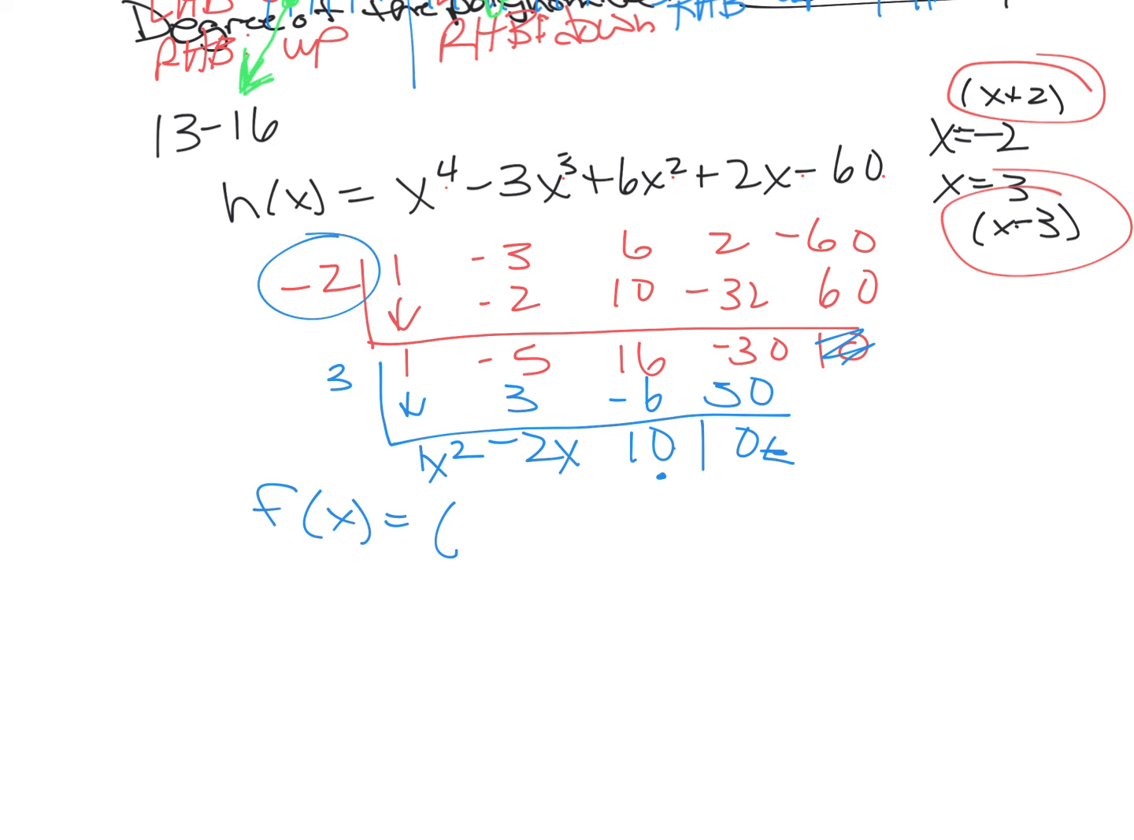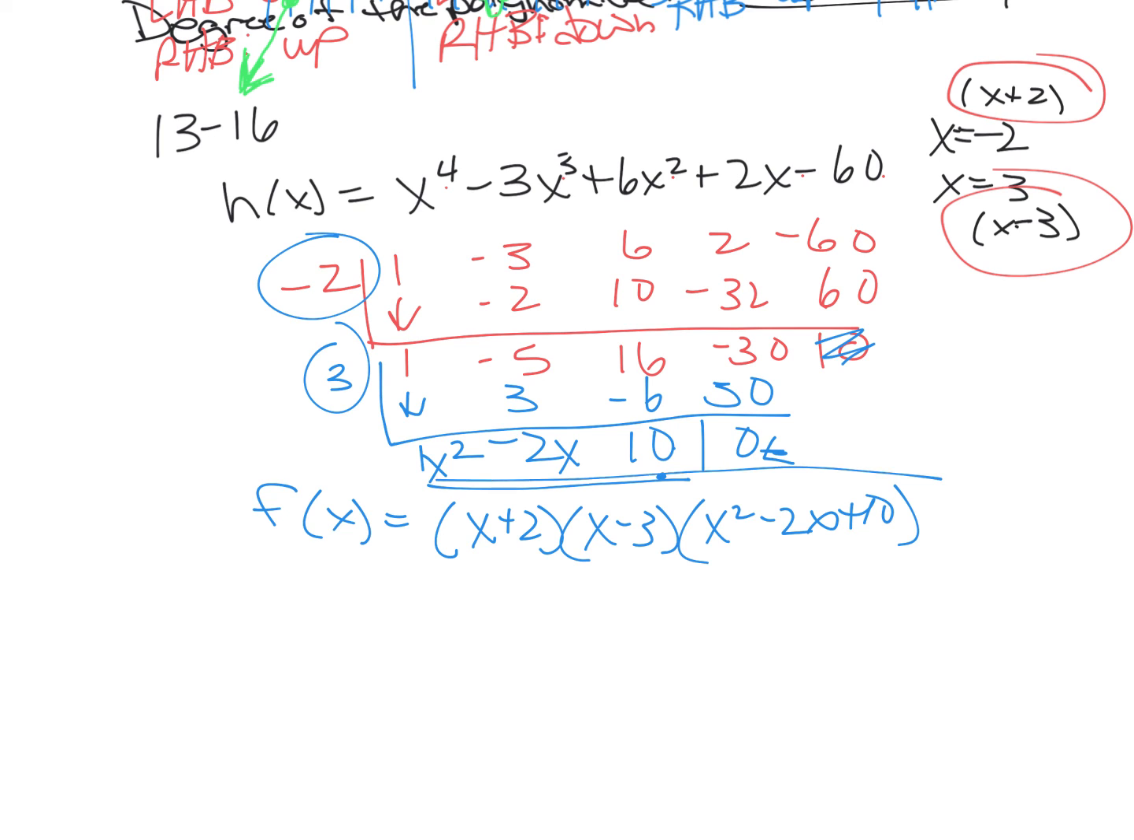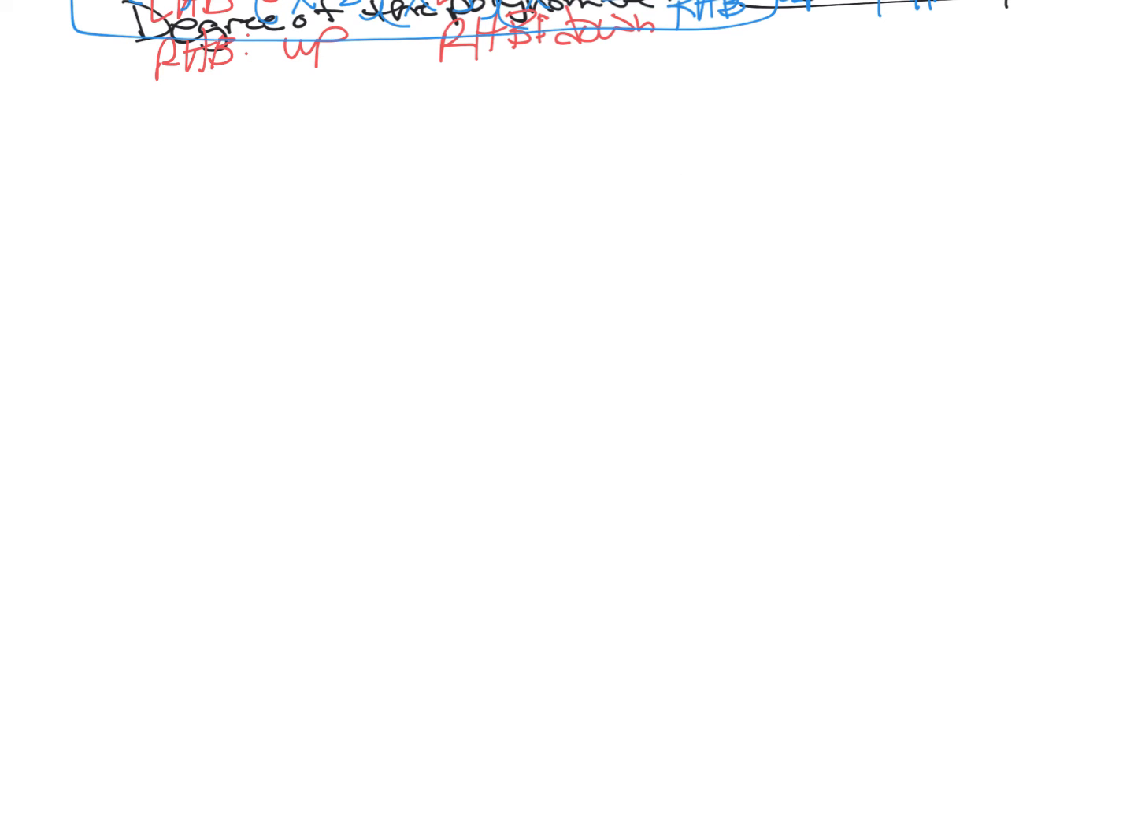So we can't forget about where these started. So this started as x plus 2. This started as x minus 3. And then my last trinomial is this right here, x squared minus 2x plus 10. And this is how you will write 13 through 16. You cannot graph these. Okay, so remember with graphing, it depends on the number of times you see a solution.